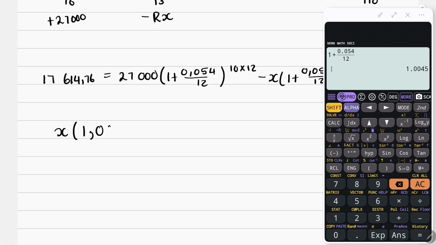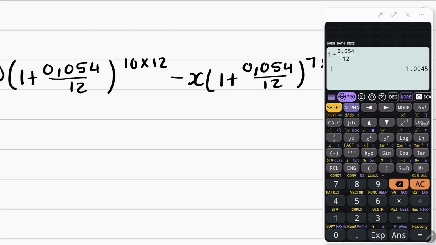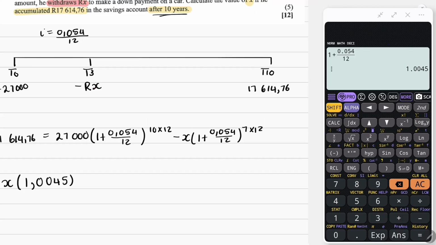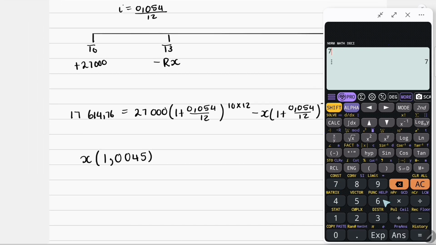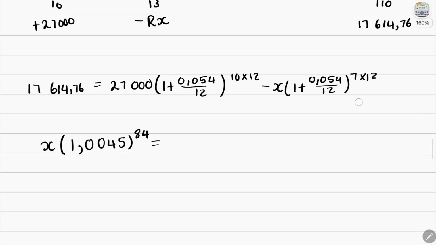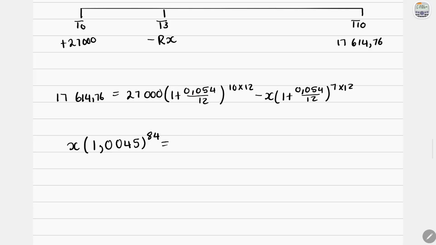So 1.0045, okay? And then raised to the power of that amount, because it says 7 times 12, you might as well just say 7 times 12 is 84. So raised to the power of 84, and then is equal to, and now that this has come to the left-hand side, what are we left with? We're still left with this on the right-hand side. So we'll write this as 27,000, and then this is 1.0045 raised to the power of, that's 120. And then we can just take this over.